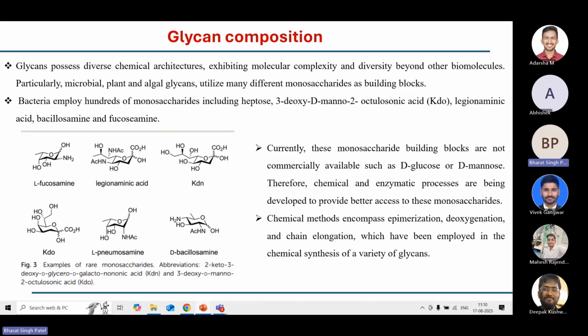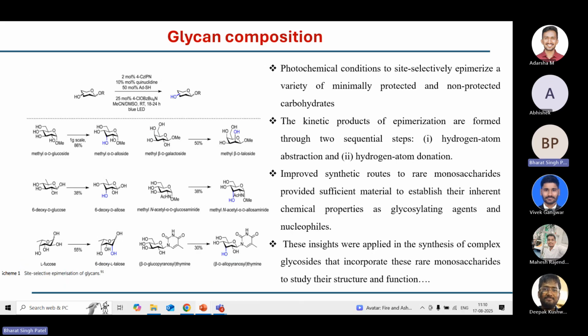Some of the sugars do not even have a hydroxy group, like L-fucosamine, where you need to install the amine group, and some of them you have to remove the hydroxy group to make a deoxygenated sugar or the anhydrous sugar. So to achieve these monomers, there are a lot of methods. Here, there is one way to just modify the monomer.